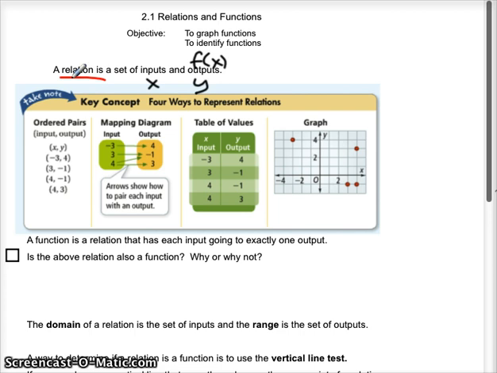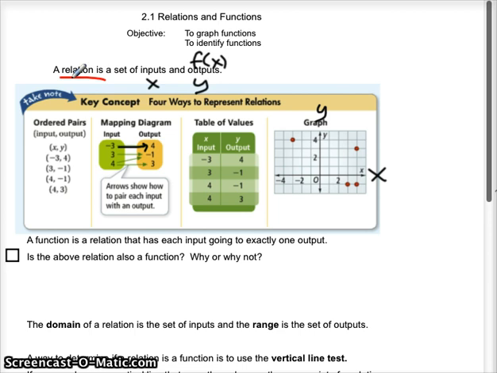But first I want to talk about what are the four ways to represent these relations. You can represent them as XY pairs, or you can represent them as a mapping diagram. So you can see here, this -3 with the arrow to the 4 is representing an x of -3, taking you to a y of 4. Table of values, same thing. And then graphing, you plot your x values on the horizontal axis, y values on the vertical axis.